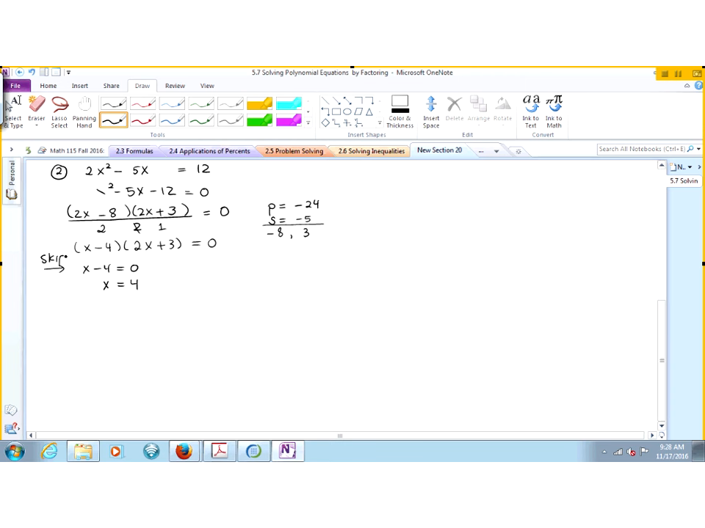So usually this part I skip. Usually. Or 2x plus 3 is equal to 0. So 2x is equal to negative 3. What is x equal to? Negative 3 over 2. Yes. I think fraction is okay. Yes.